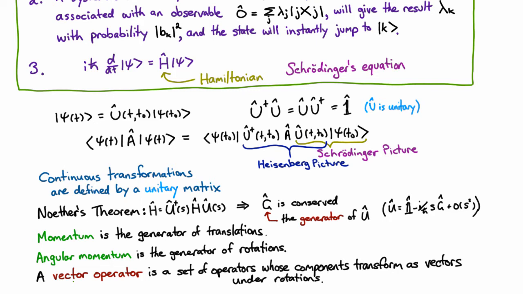And so in three space, a vector operator is a set of three operators whose components transform just like vectors do. And our strict definition is that we're going to say a vector operator transforms as vectors do under rotations, just to make it very explicit.